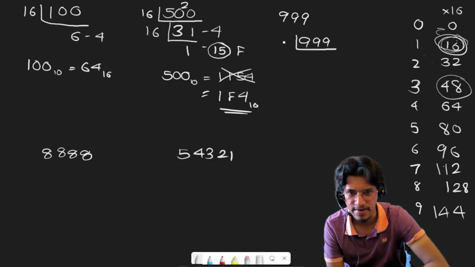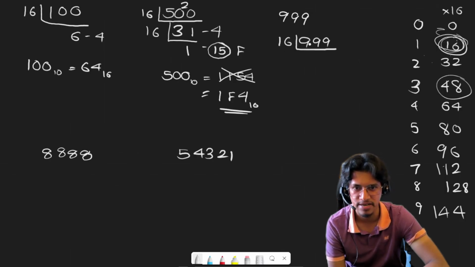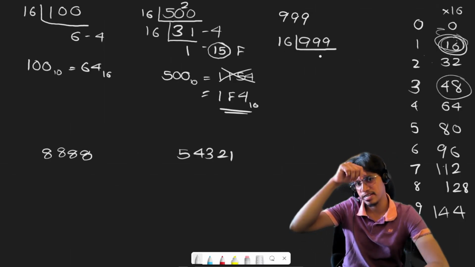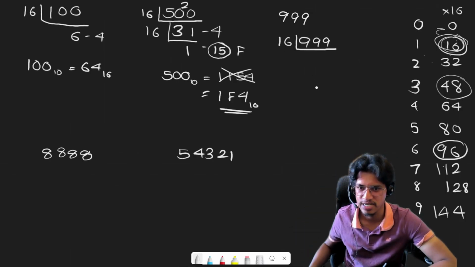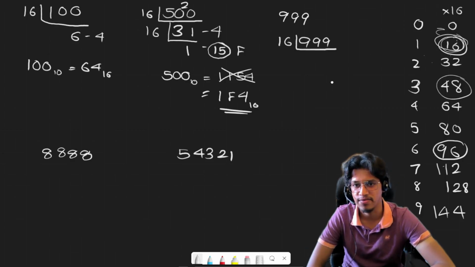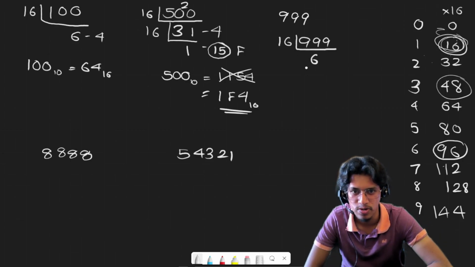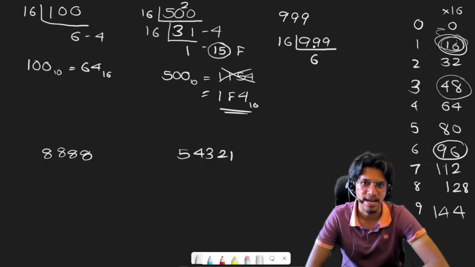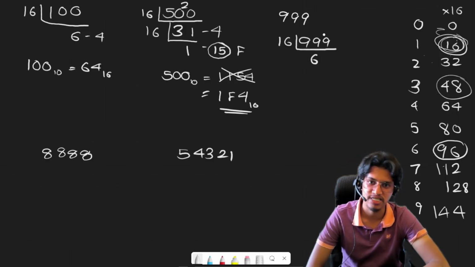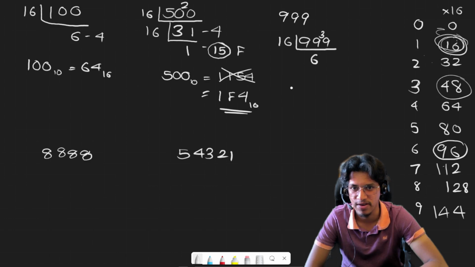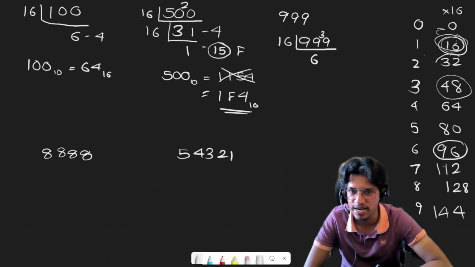999 divided by 16. So we can find 99. 99 is 96, right? The closest lower value is 96. That means we get 6, right? 99 minus 96, we get 3. And we have to find it for 39 now.